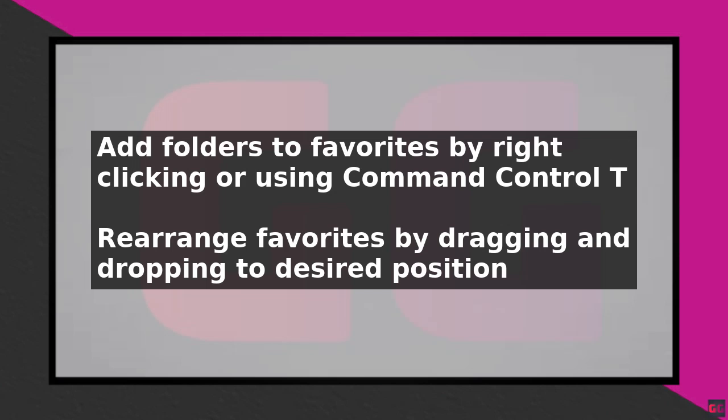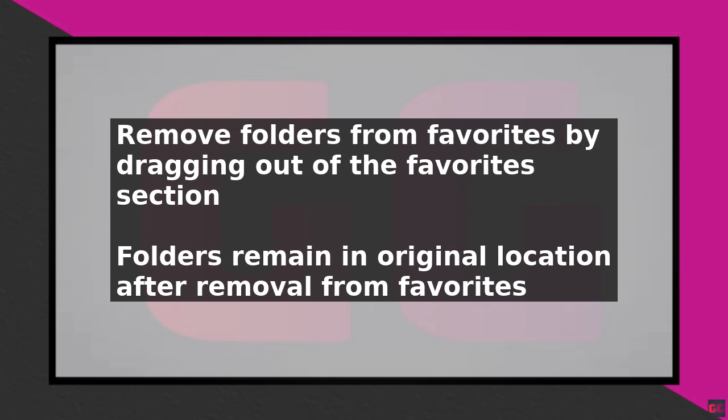Adding folders to your favorites can help you quickly access your most used files and folders, increasing your productivity and streamlining your workflow. You can also rearrange the order of your favorites by dragging and dropping them to the desired position. To remove a folder from your favorites, simply drag it out of the Favorites section and release the mouse button. The folder will be removed from your favorites but will still exist in its original location on your Mac.